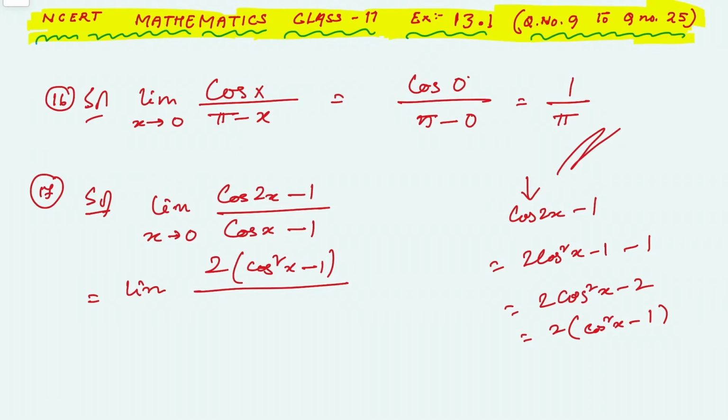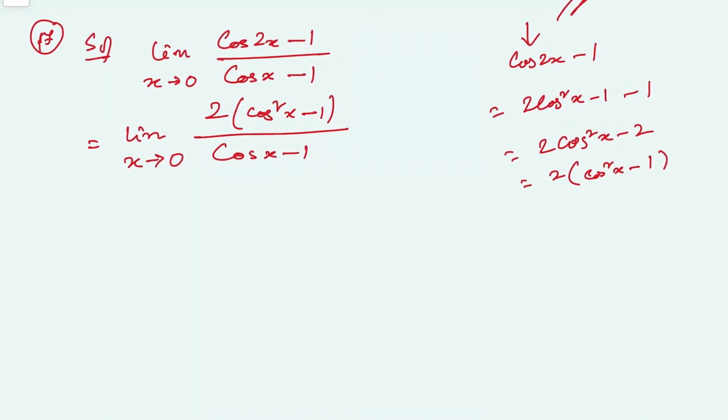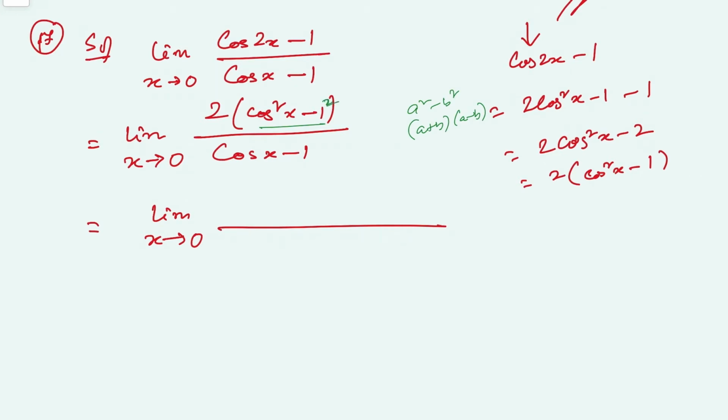So let me write it properly. Okay, so here cos x minus 1, limit x tends to 0. Now this can be written as, here you can apply a plus b into a minus b, a square minus b square formula. If you consider 1 as 1 square, then you can apply it. Then it will be cos x plus 1 into cos x minus 1.